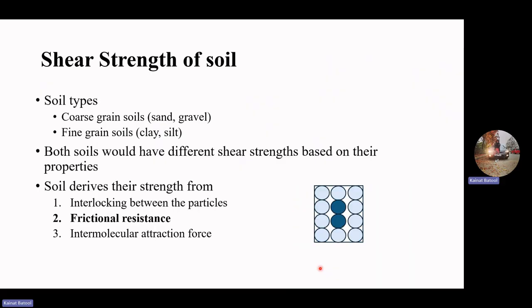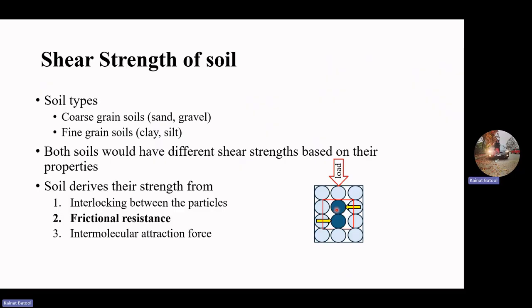The next factor is the frictional resistance. Let's see how this friction acts. Basically, when a load is applied, if you consider these two particles, what will happen? These two particles will try to slip past each other. They will try to move over each other. Now, each particle depicts a resistance towards this movement.